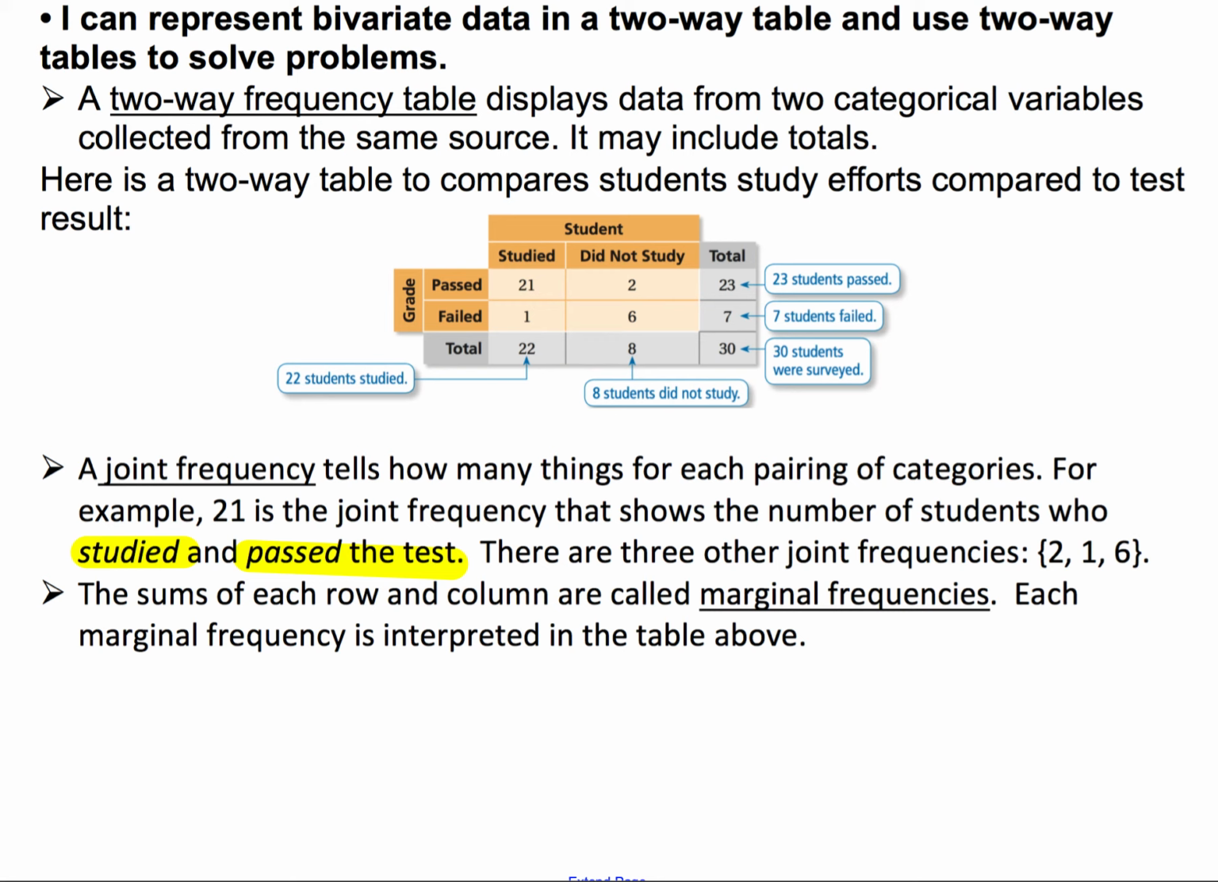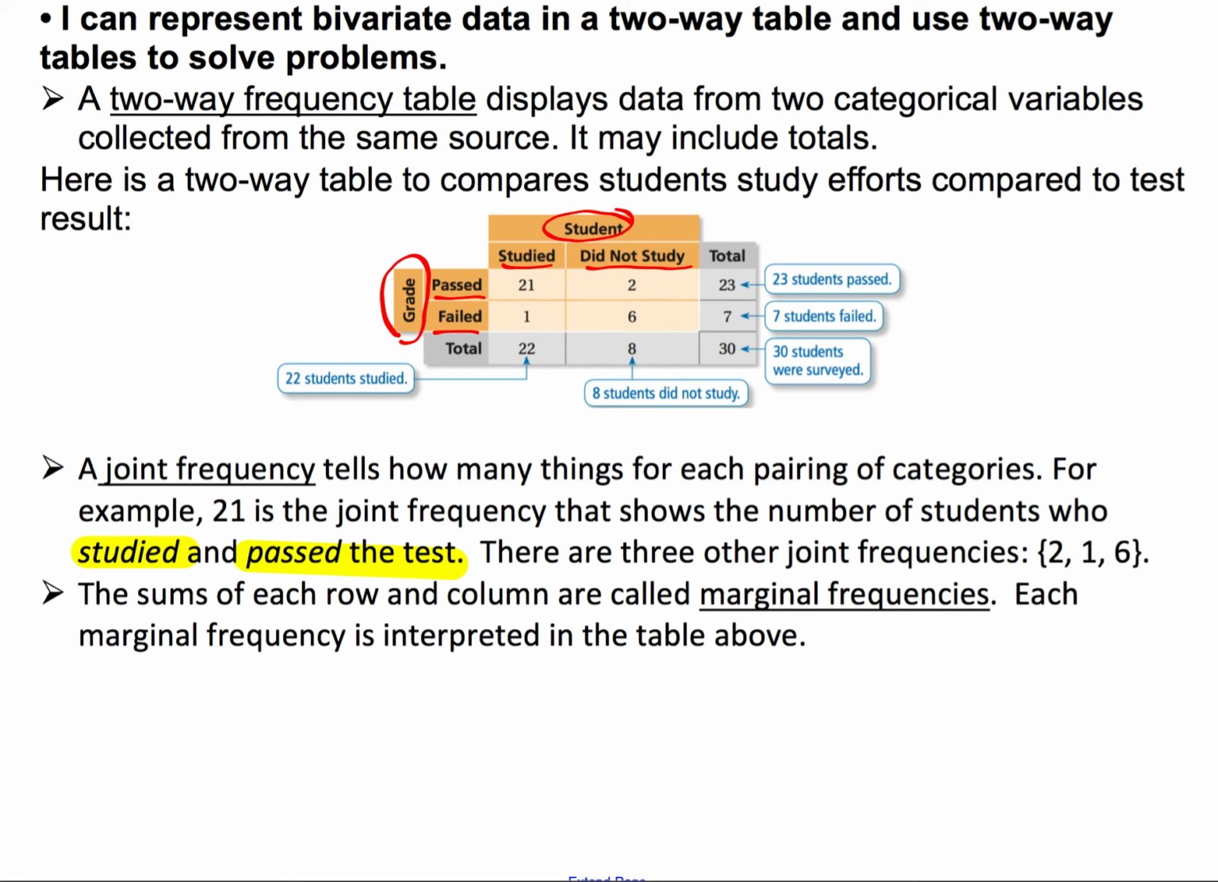All right. These are the notes. I'll just read through them. I can represent bivariate data in a two-way table and use two-way tables to solve problems. First, a two-way frequency table displays data from two categorical variables collected from the same source. It may include totals. Here is a two-way table that compares student study efforts compared to test results. The meanings of these are given. We've got the grade that they got, they either passed or failed. We've got students that studied or did not study, and of course the totals. And you can see the numbers in there.